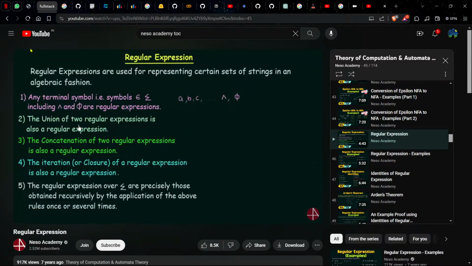Now let's see the second point. The union of two regular expressions is also a regular expression. So let's say that we have two regular expressions which we call R1 and R2. These two are regular expressions, and then the union of these regular expressions, which is represented by R1 plus R2, is also a regular expression. So if R1 and R2 are regular, then the union will also be regular.